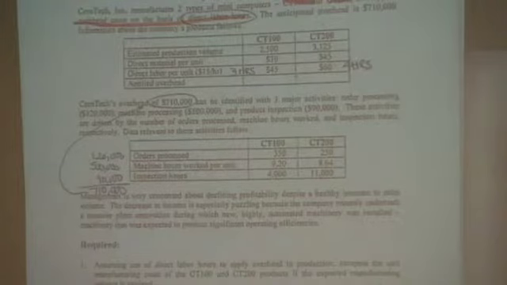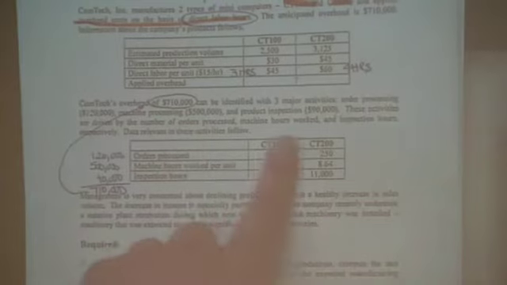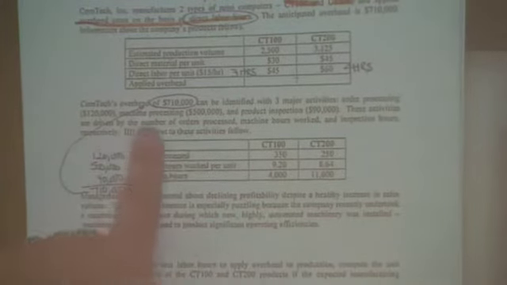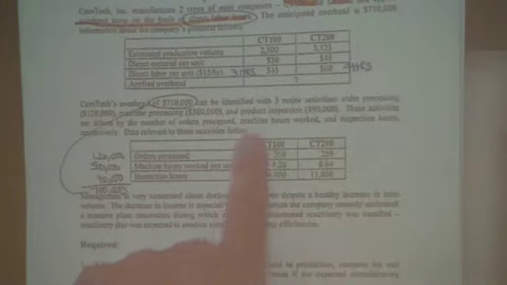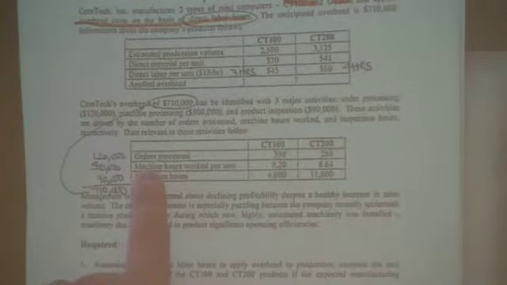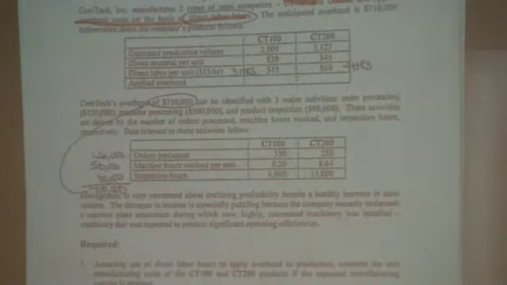But in this question, it's only focusing on the MOH so that we can make a comparison between traditional and ABC. So now they're saying that that's how much it is. It says the activities are driven by the number of orders processed, machine hours worked, and inspection. Now, you're going to make the connection.